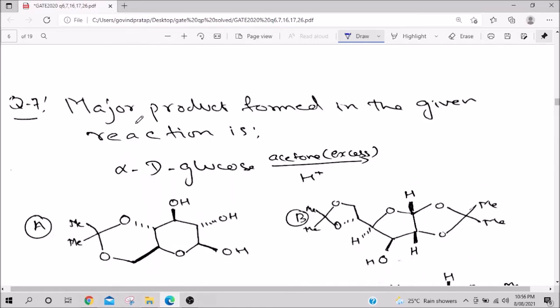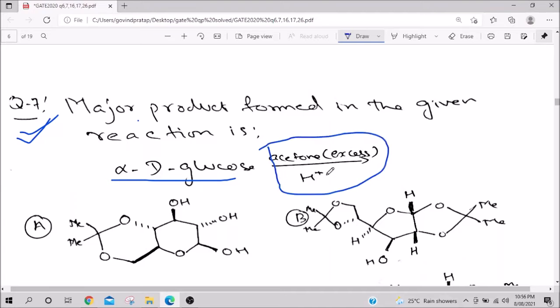Let us look at this molecule now. This question, major product formed in the given reaction is, so this alpha D glucose is reacting with acetone in presence of acidic medium, H plus is there. Okay. Acetone is in excess, something like 20 equivalents of D glucose. So, we are not saying any constraint is there, wherever reaction is possible let us do.